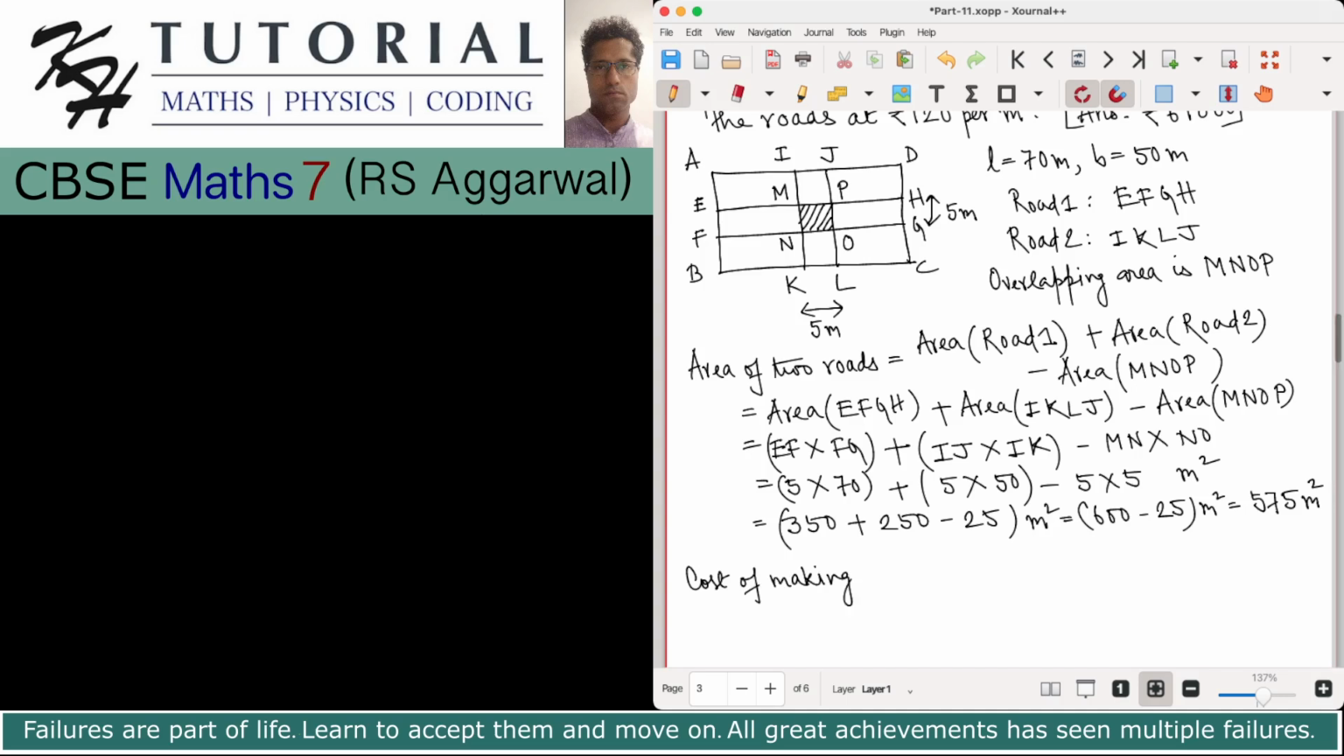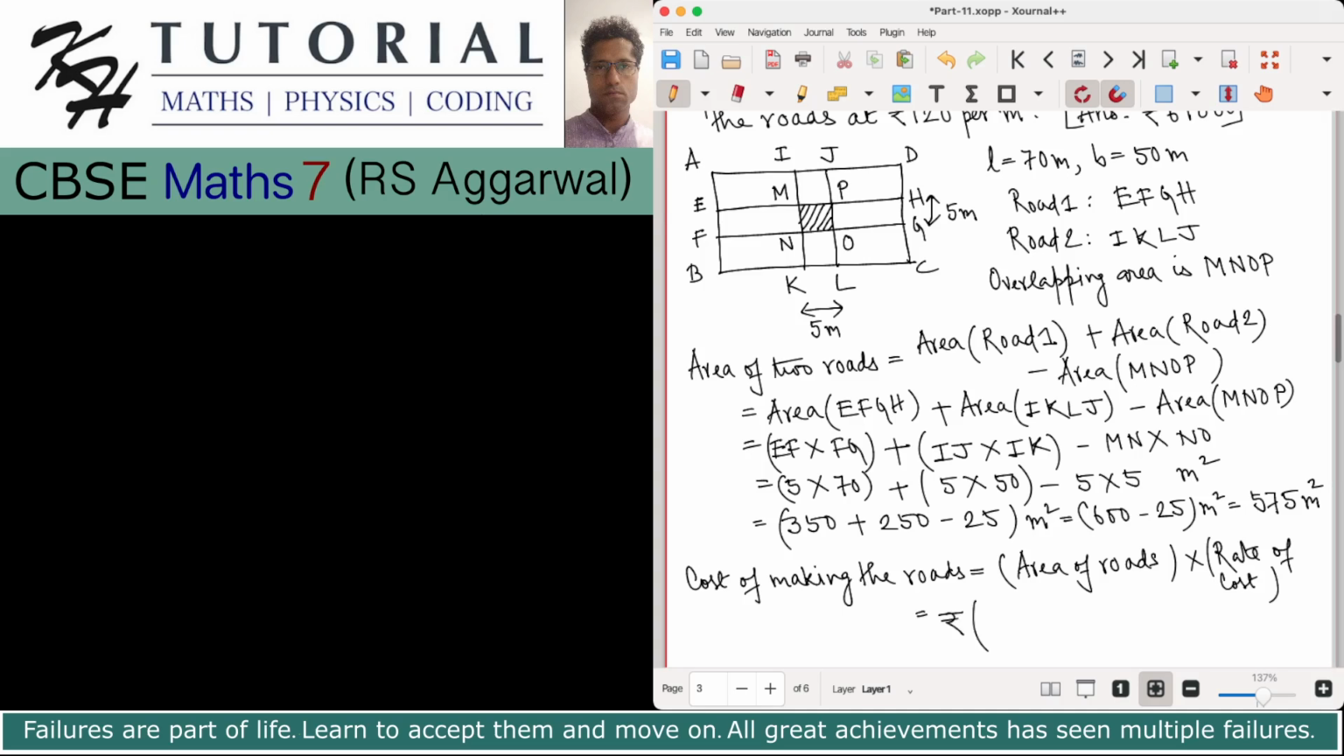making the roads will be equal to area of roads multiplied by rate of cost of making the road. Okay, so this is rupees.